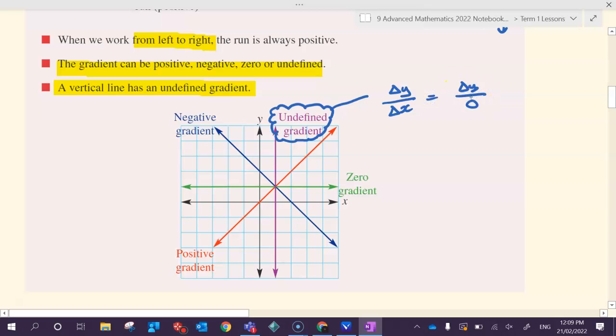If my x-coordinate is not changing, then the change in x is 0. So I'm dividing by 0. Have you ever tried dividing by 0 on your calculators? What happens? Doesn't give us 0. Have a try now. If you've got one on you, have a try. Do 7 divided by 0. See what it gives you.